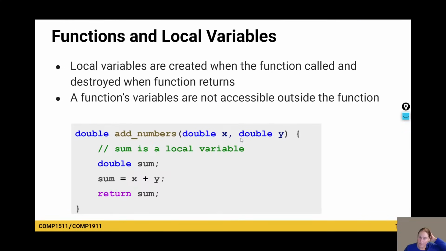So let me go back to my slide. So here's another example. Sum is a local variable. It is declared inside a function. And the local variables are created when the function's called, and they're destroyed when the function returns. And they're not accessible outside the function.